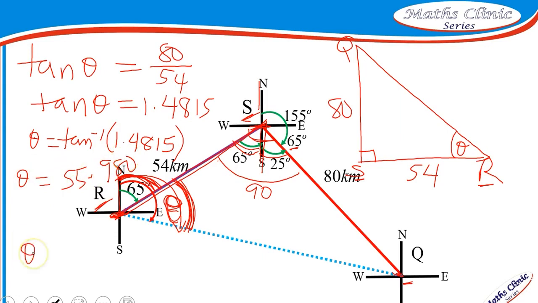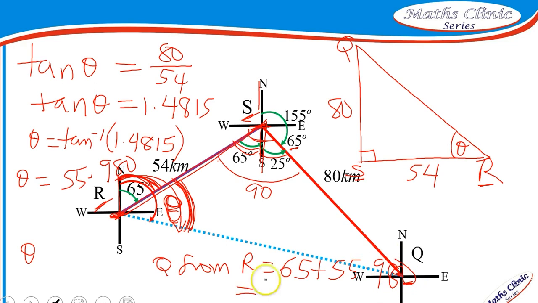That is our theta. Then we add it to 65, so our bearing of Q reading from R will be equal to 65 plus 55.980. And of course, finally, we can write our answer to be 120.980. So to the nearest degree is going to be equal to 121 degrees. That is for the second question.